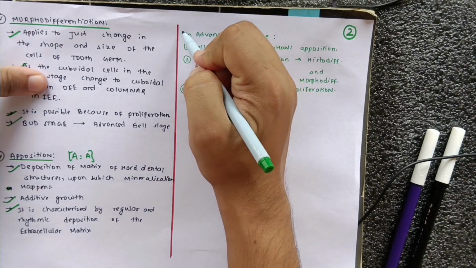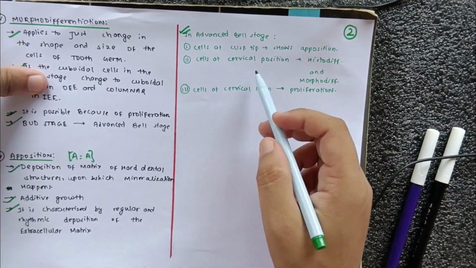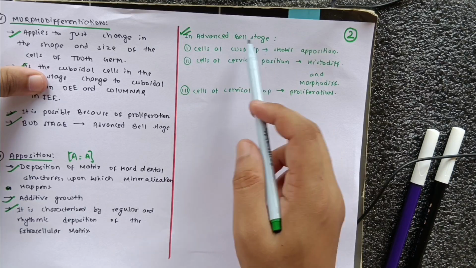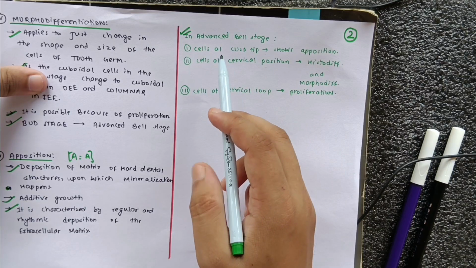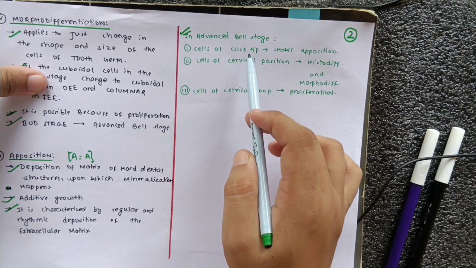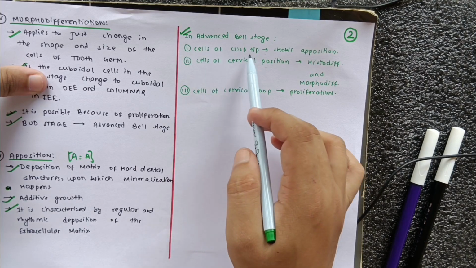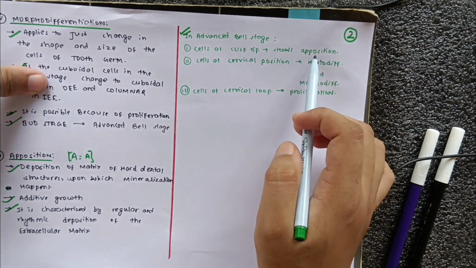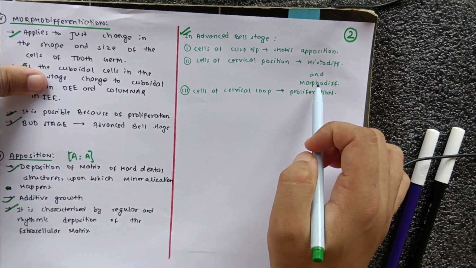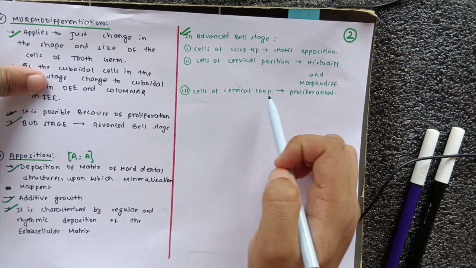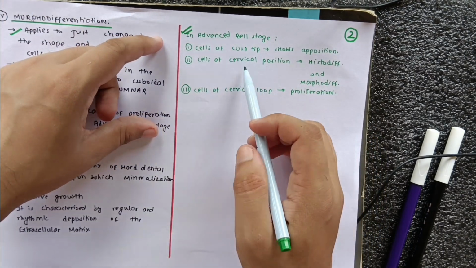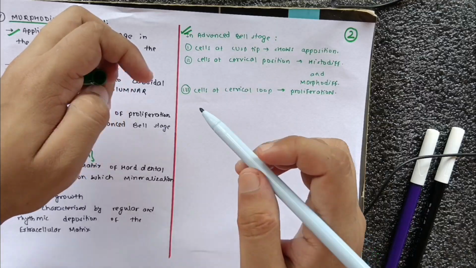So we have completed all 5 physiological stages of tooth development. And the one point that you must know is this example of the advanced bell stage, which is one of the most important stages. What happens in this advanced bell stage is that cells at the cusp tip show apposition, cells at the cervical portion show histodifferentiation and morphodifferentiation, and at the cervical loop there is proliferation. I have discussed all those points.